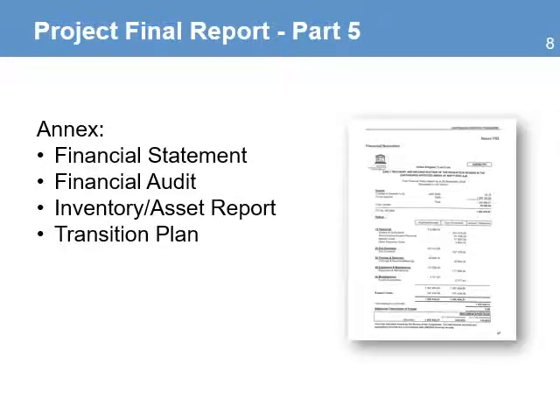The report may also include an annex where you can attach additional information like a financial statement. This is the formal accounting information on the use of the donor's funds. If you had a financial audit, you can include the main findings and recommendations of the audit report. An inventory and asset report, especially on all inventory or assets that were purchased with donor funds, and a transition plan for inventory items not used by the project.